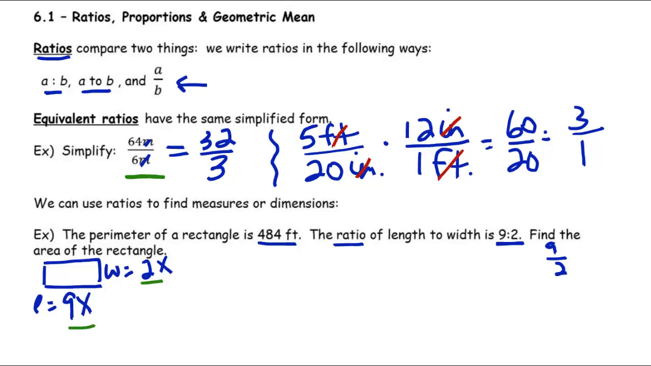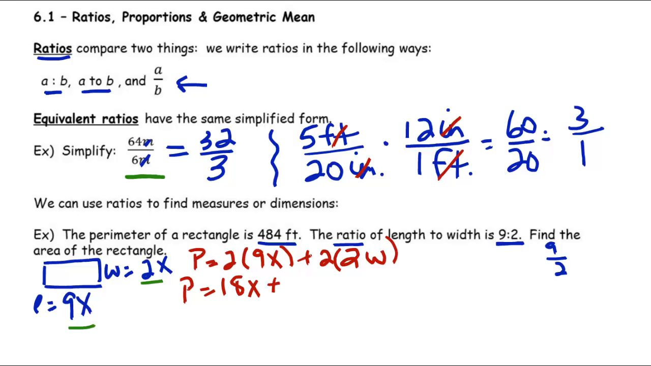And so first of all, I have to figure out, if the perimeter is 484, what is my x value that I'm factoring out? So let's take a look at that perimeter. I'm going to pick a different color now. Perimeter is 2 times the length, so that's going to be 2 times 9x plus 2 times 2x, which is the width. Perimeter is that formula, 2 times the length plus 2 times the width. My perimeter then is 18x plus 4x.